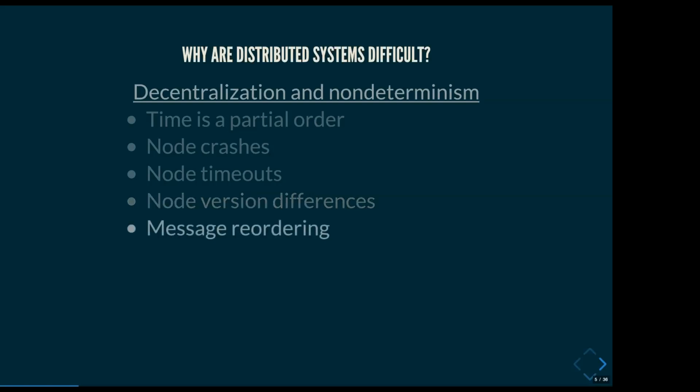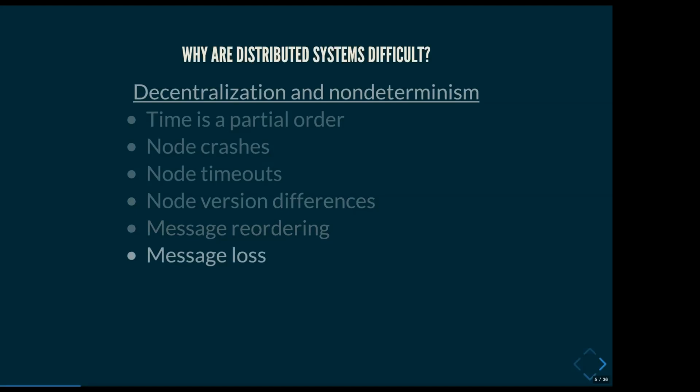Messages can be reordered. So the internet is full of redundant paths, or even within a data center. And so if I send two messages, just like if I send two letters in the mail, those messages can land in different orders, even if I'm sending them to the same destination. So what are the implications of that?